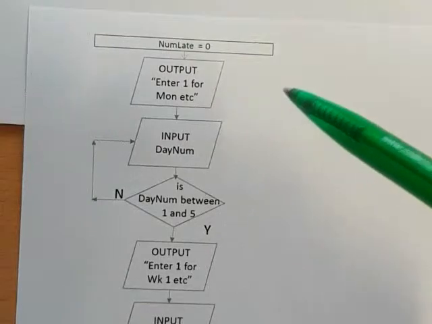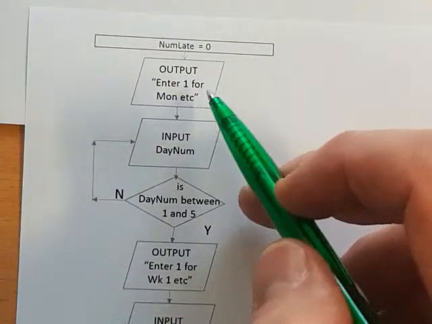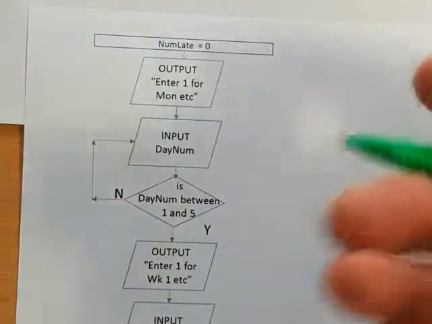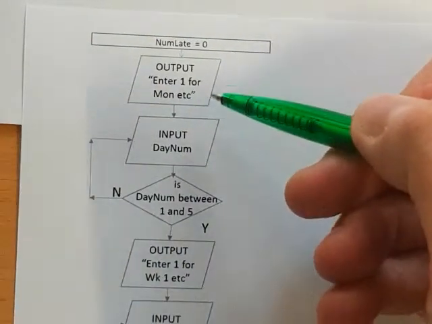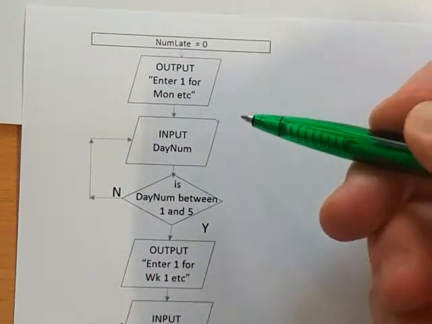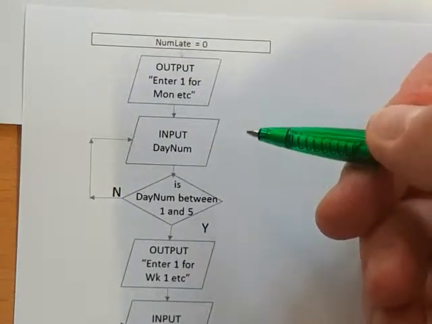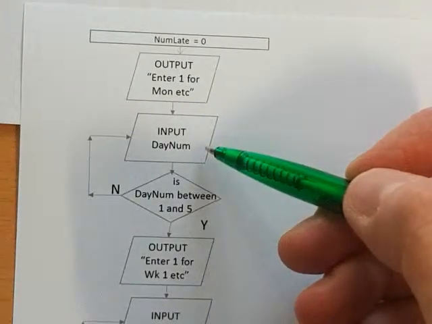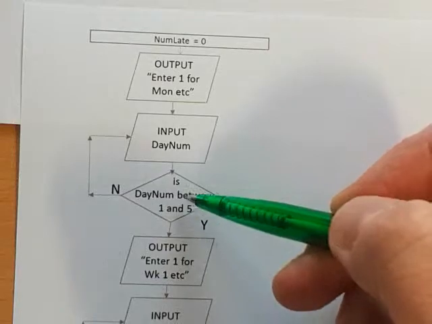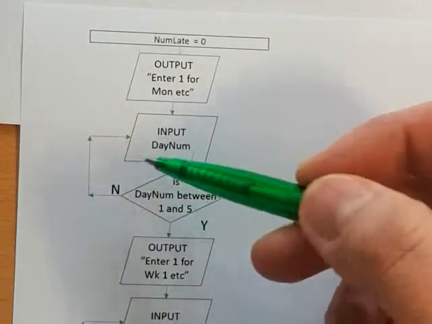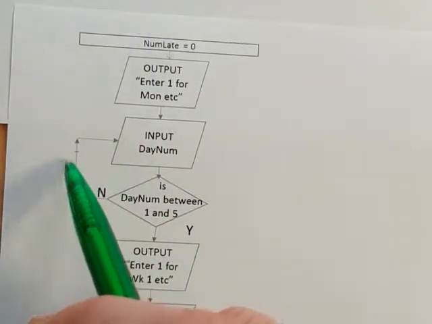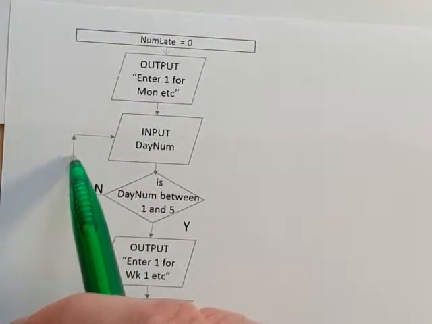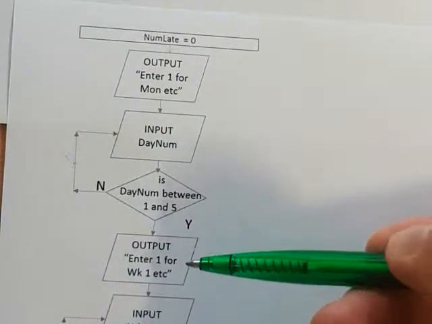So again, what we're doing is we're going to ask them to enter a number to represent the day of the week. And again, I would add annotation to here to explain that. So we're going to say 1 is for Monday, 2 is for Tuesday, 3 is for Wednesday, 4 is for Thursday, 5 is for Friday. Okay, that's our prompt. Then we're going to input, then we're going to validate. Is it between 1 and 5? If it's not, they're going to enter it again. So I could actually put a message here to say, look, number not between 1 and 5, please re-enter. Okay, so that's the day.